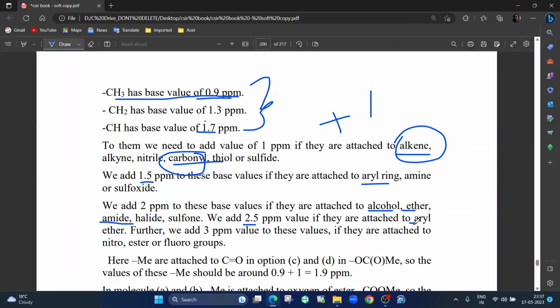If it is aryl ether, then you have to add 2.5, and add 3 if it is attached to a nitro, ester, or fluoro group. You know, these three are very powerful withdrawing groups, right? And ester through the oxygen. What I mean here is oxygen and then C double bond O, then R. When it is attached that way, then you will be adding 3.